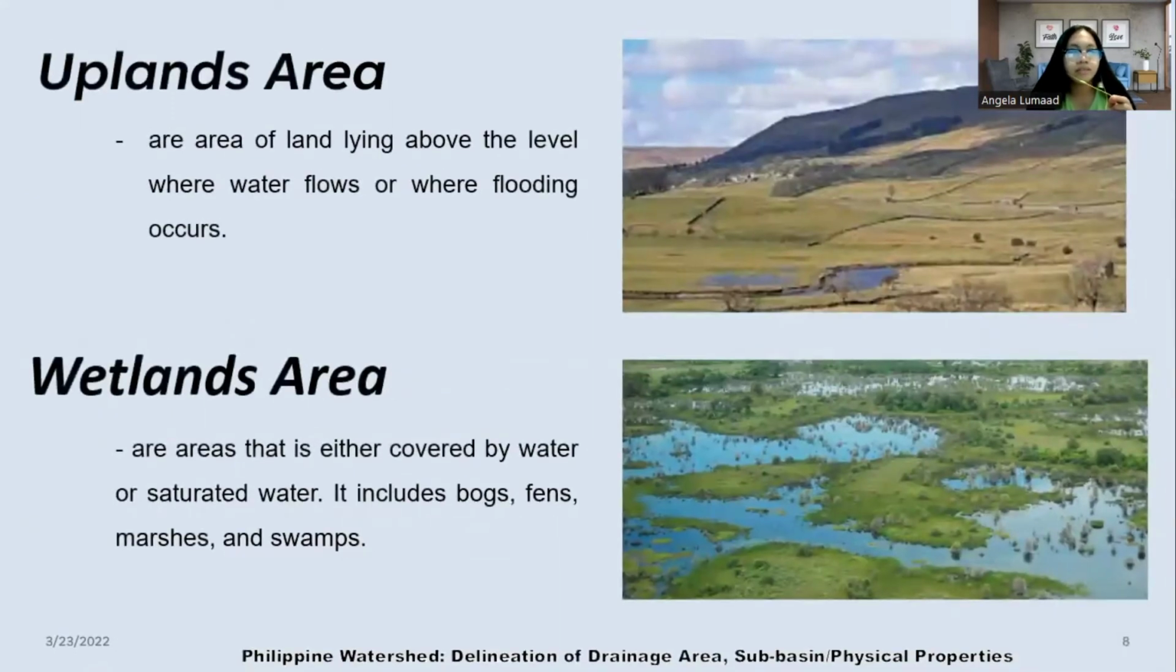Uplands are areas of land lying above the level where water flows or where flooding occurs. Wetlands are areas that are either covered by water or saturated with water. They include bogs, fens, marshes, and swamps.